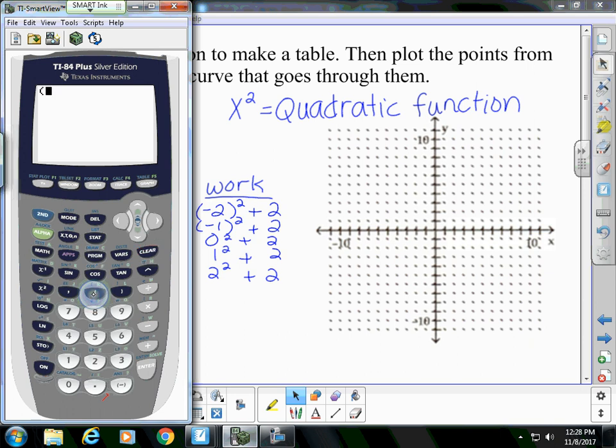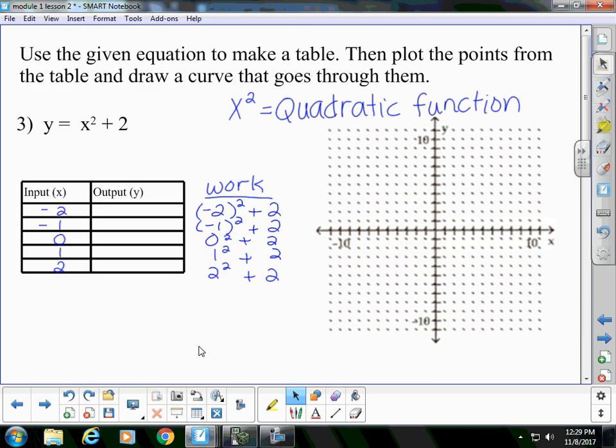So I've got (-2) squared plus 2. And the first answer is 6. (-1) squared plus 2. And you should be doing this on your calculator too to make sure you understand. And then 0 squared, which is just 0, so plus 2. I won't be surprised when the answer comes out to just 2. Okay, so there's my first three answers. So 6, 3, and 2.